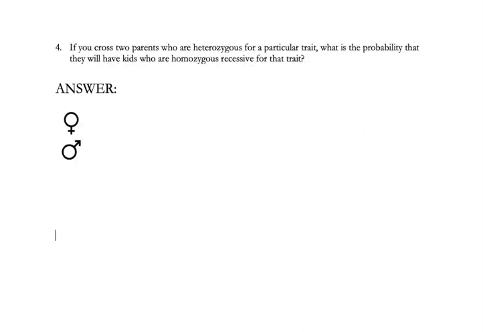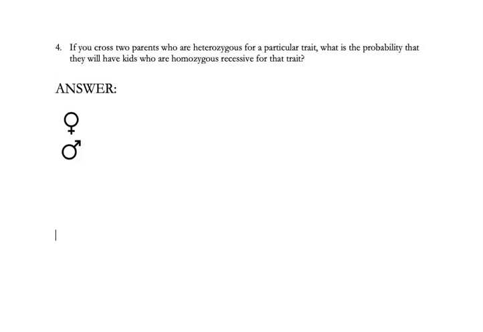Question 4 is a little more ambiguous. And these problems are really puzzles. So hopefully you start to build some confidence. Remember that the first thing to do is read the question carefully and get as much information out of it as possible. Sometimes it's deliberately a little bit confusing. In this question, we say if we cross 2 parents who are heterozygous for a particular trait, what's the probability they have kids who are homozygous recessive for that trait?